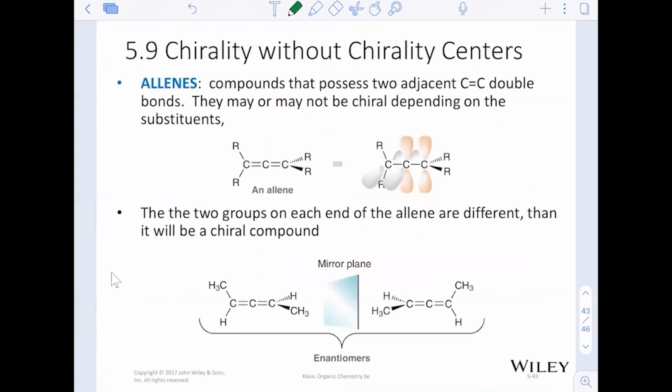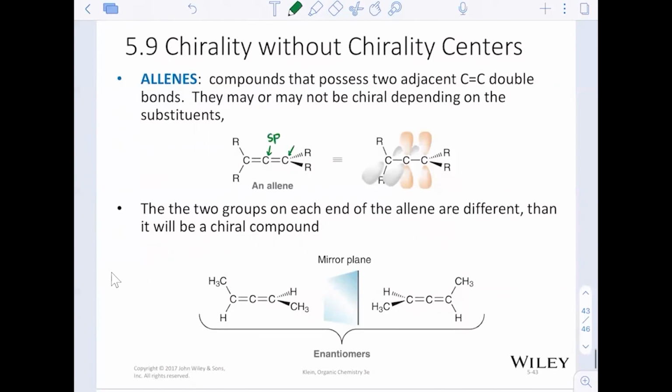Oh, chirality without chiral centers. We're going to talk about allenes mainly in class. Allenes are compounds that possess 2 adjacent double bonds. They may or may not be chiral depending on the substituents. So notice here, this carbon is sp hybridized. These two are sp2.